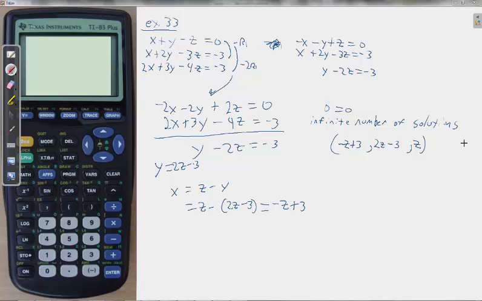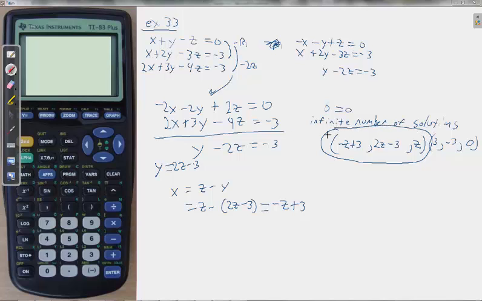So for example, if z was 0, we would have negative 3. Just double checking: 3 minus 3 and 0, 3 minus 6 would be negative 3 minus 0. And then 6 minus 9 would be negative 3 minus 0. So yeah, this should work fine.